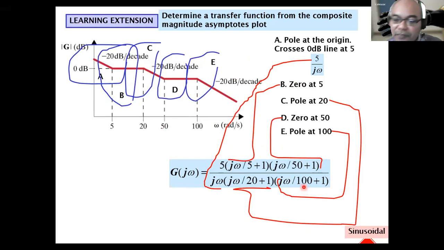Okay. Any questions regarding the sinusoidal frequency analysis?